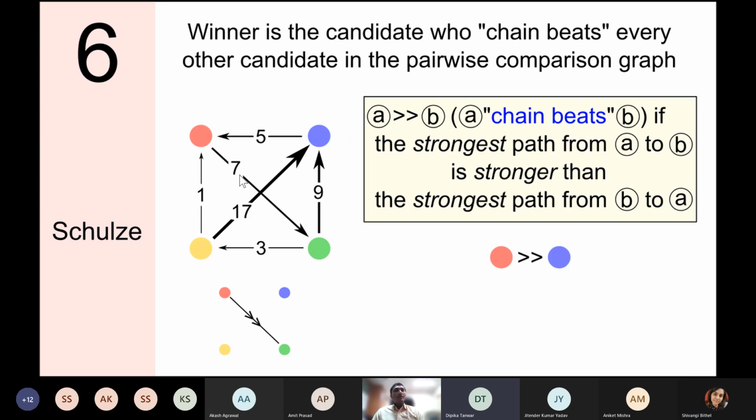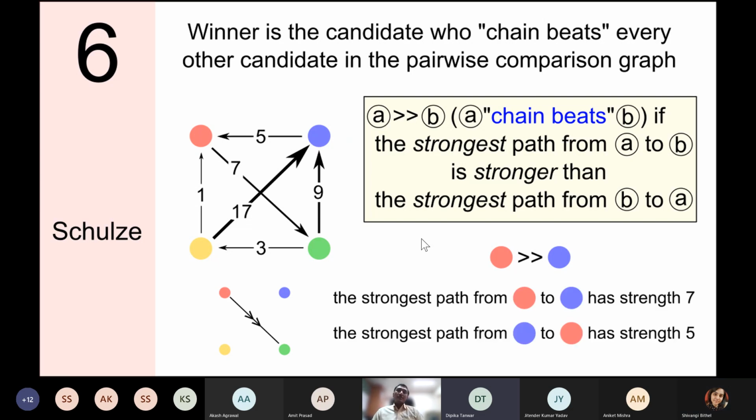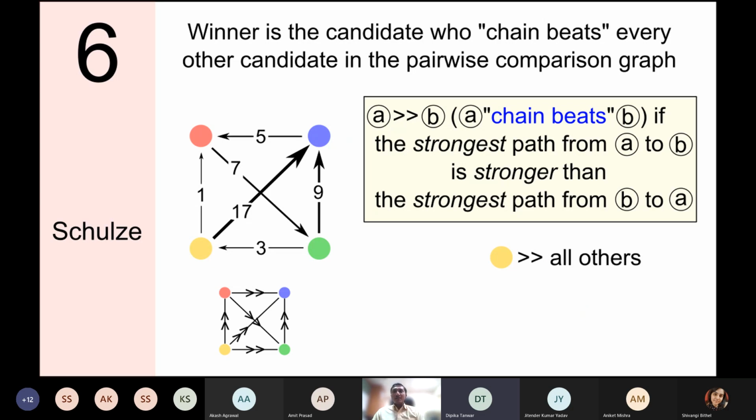So well done. The strongest path is red to green to blue, which has a strength of 7. In the opposite direction, you have a strength of 5. So of course, red chain beats blue. Good. Let me capture that in our picture. I hope everyone has understood what chain beats means. You can do this exercise offline: yellow chain beats red, and so on. You will find that yellow actually happens to chain beat everybody.